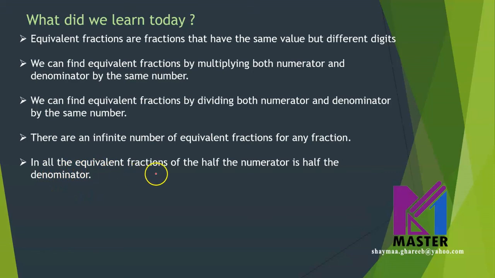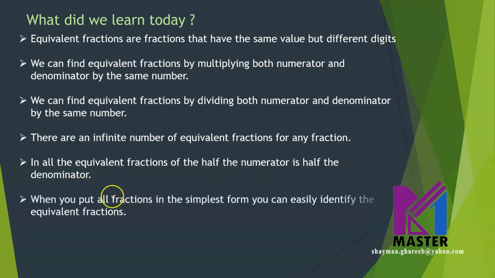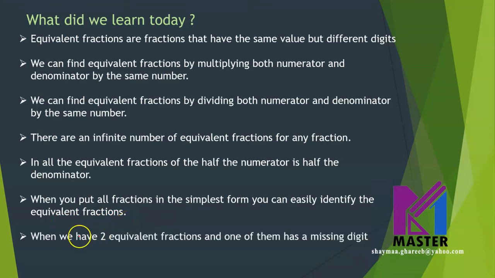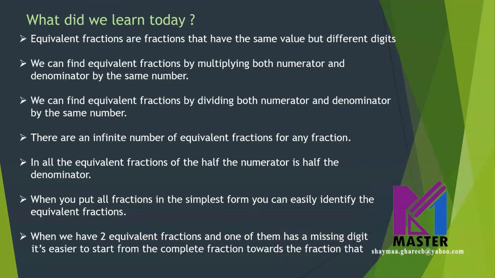In all the equivalent fractions of the half, the numerator is half the denominator. When you put all fractions in the simplest form, you can easily identify the equivalent fractions. When we have two equivalent fractions and one of them has a missing digit, it's easier to start from the complete fraction towards the fraction that has a missing number.